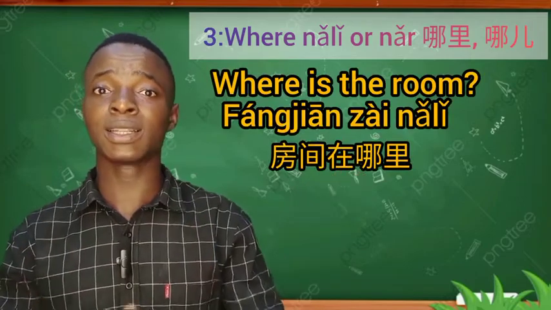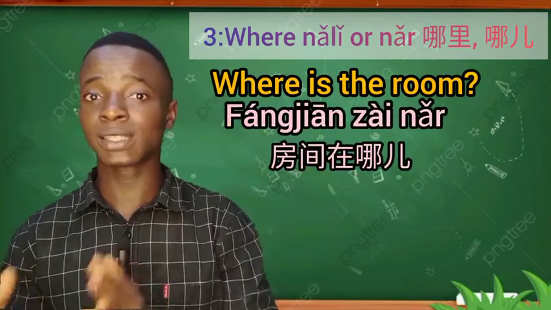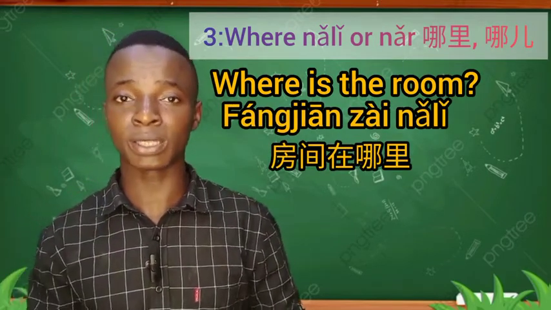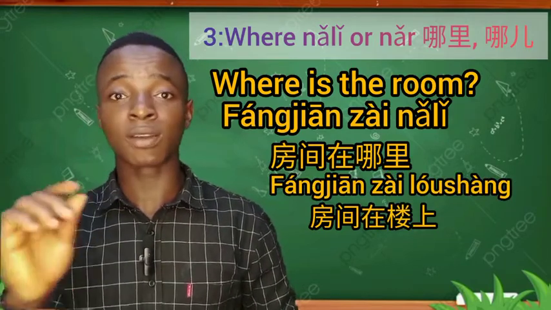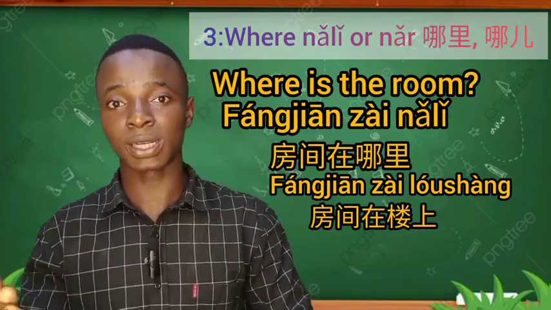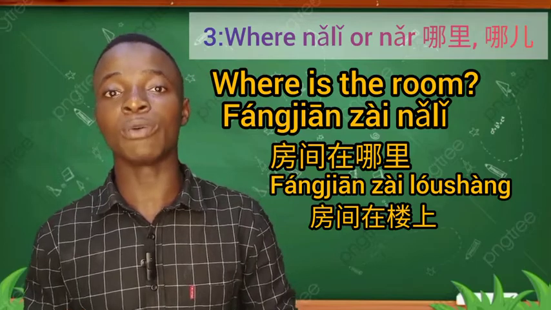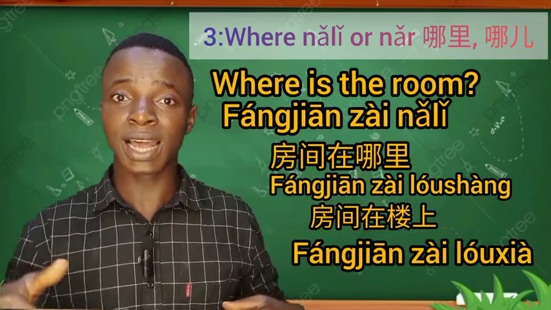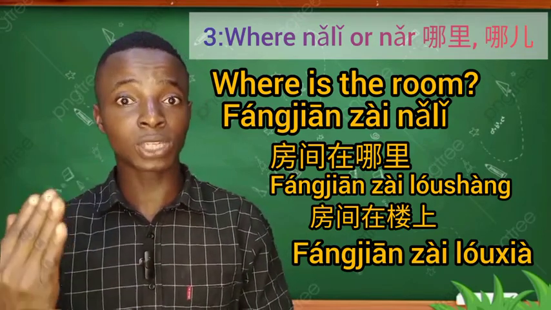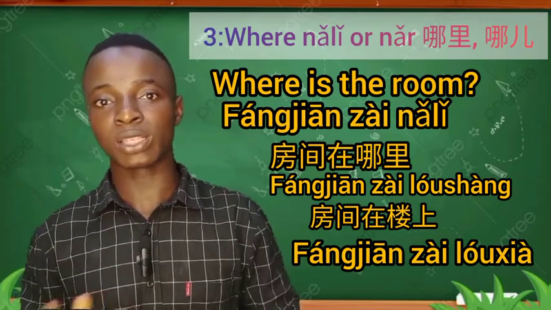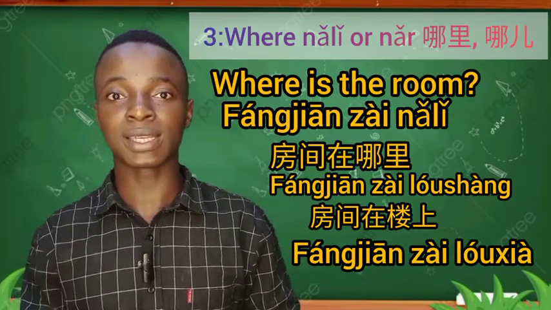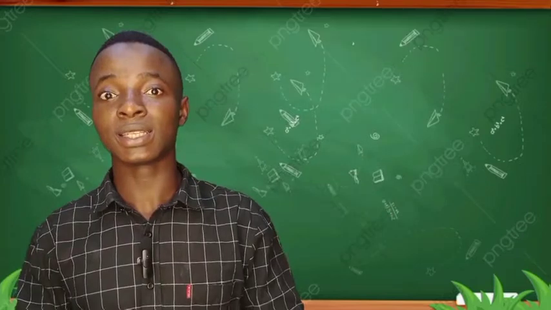The second question, where is the room? 房间在哪里？ or 房间在哪儿？ Where is the room? For example, the room is upstairs. So I'll repeat. 房间在楼上。The room is upstairs. 楼上 means upstairs. Then what if the room is downstairs? How are we going to respond to that? 房间在楼下。楼下 is downstairs, while 楼上 is upstairs. You can remember when we are discussing how to write Chinese characters, we treated this topic, shan and sia, their meanings.